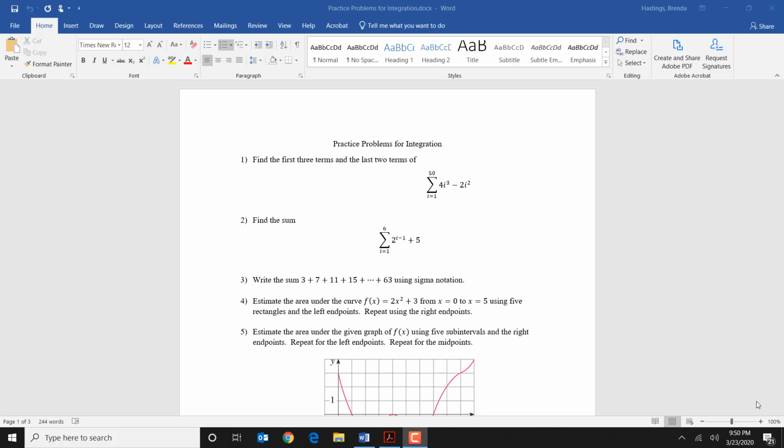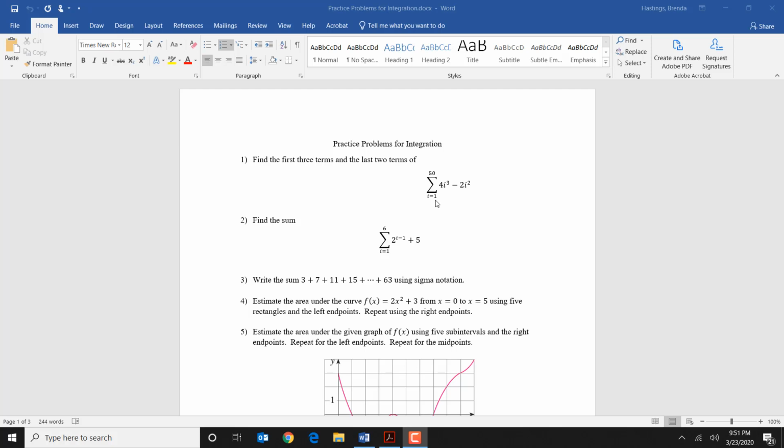Hello everyone, I am going to do the best I can to explain the practice problems for integration solutions that I have posted for you online. So as you can see here, I have the Word document that has all those practice problems pulled up for you, and I will just go back and forth between the Word document and the PDF of me solving those problems. So the first one is asking you to find the first three terms and the last two terms.